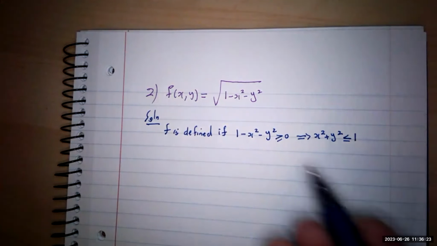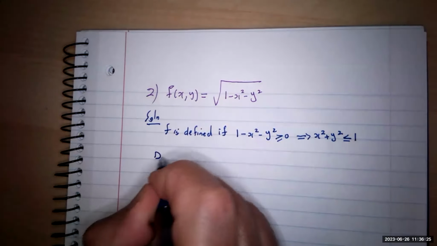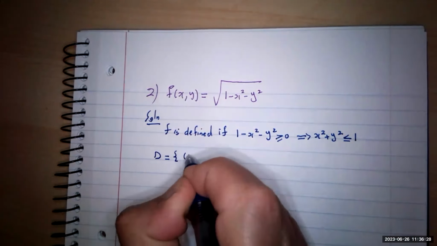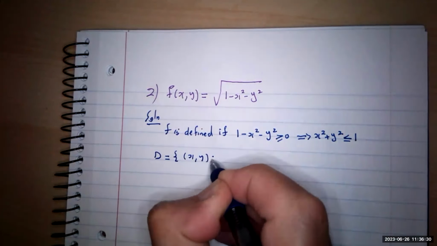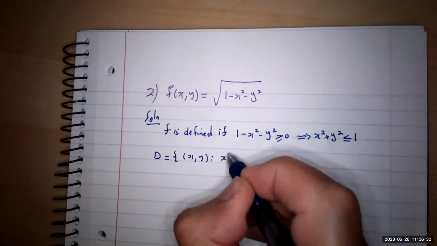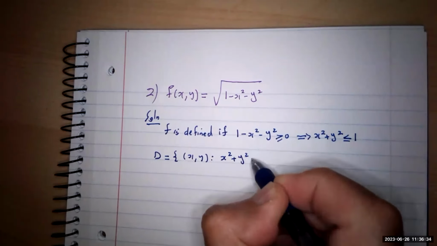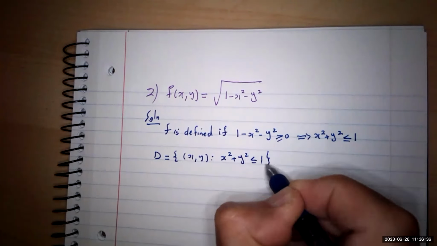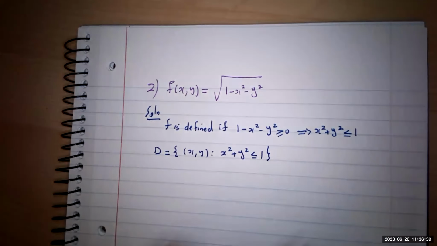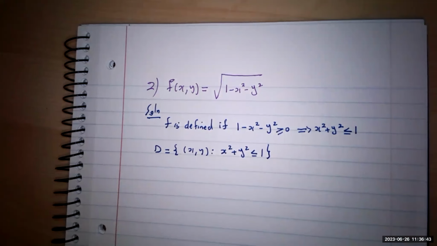So your domain is going to be a collection of points in R2. The domain is the collection of points x, comma y that satisfy this condition, x squared plus y squared less than or equal to 1. And you know what it is. Any suggestion? What is the shape of this domain in R2? In R2, it's going to be a circle.